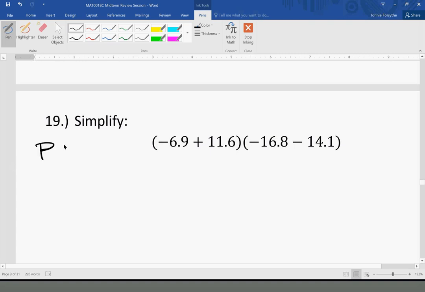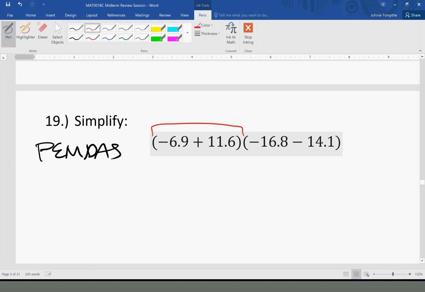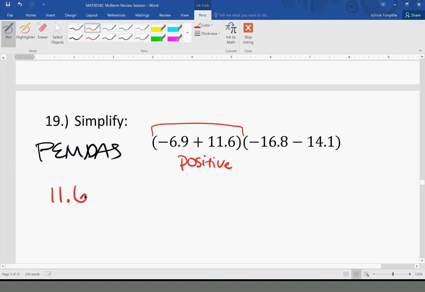Simplify. So following our order of operations, we are going to start with our grouping symbols. So we have negative 6.9 plus 11.6. Okay? So we have different signs. So we subtract, take the sign of the larger number. This is going to give us a positive result. So we're going to take the difference between 11.6 and 6.9. So I'm going to write it like this. So I need to borrow. 16 minus 9 is 7. I need to borrow one more time. 10 minus 6 is 4. So it's going to be a positive 4.7.